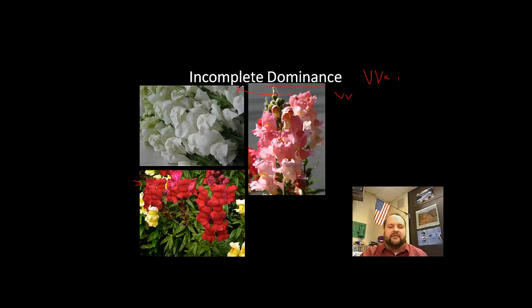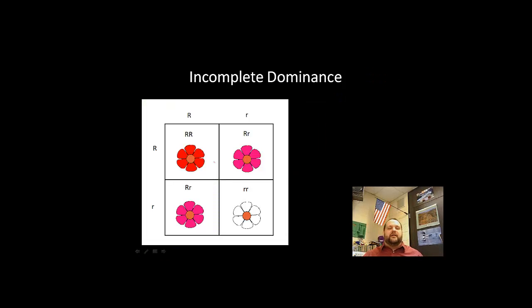Well, what's happening is something called incomplete dominance. The crimson gene is not completely dominant over the white gene. And so when they're together, you're seeing both of them. Let's look at an example. If we look at this example here, here's our crimson flower over here. And here's a white flower. So we know that the crimson is homozygous dominant, and the white is homozygous recessive.